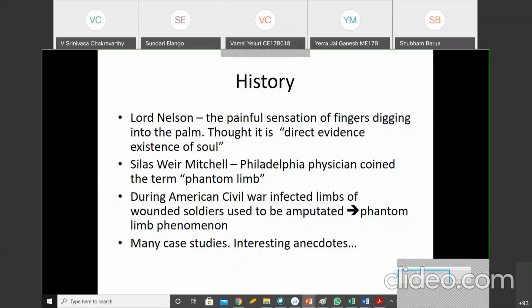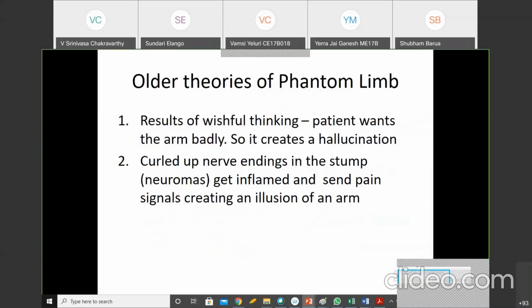Then this Philadelphia physician called Silas Weir Mitchell coined the term phantom limb because he was treating a lot of American Civil War victims, soldiers who were amputated and were experiencing the phantom limb phenomenon. So this doctor was treating them, and he saw a lot of cases of phantom limb, and that's where he coined the term phantom limb.